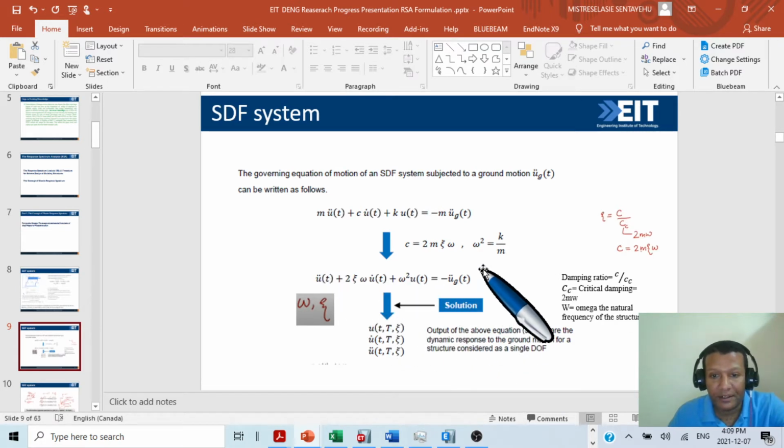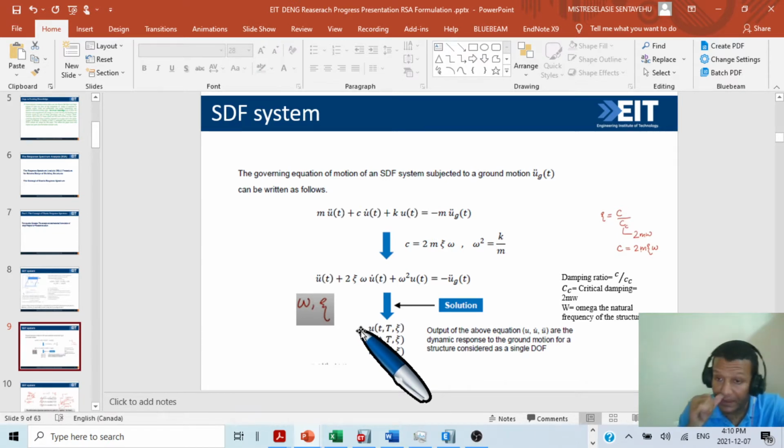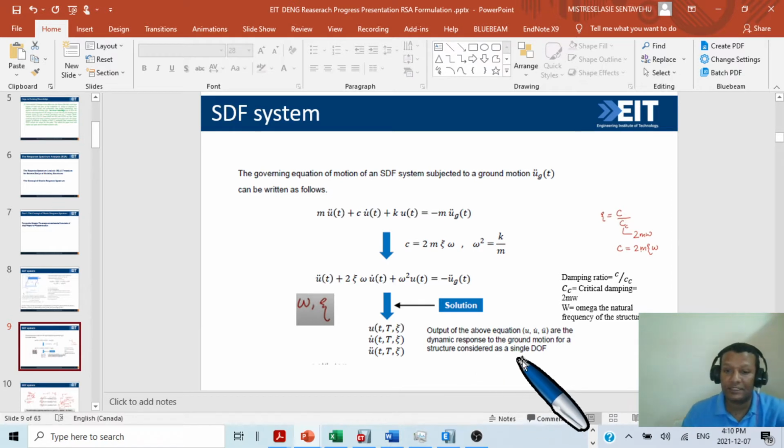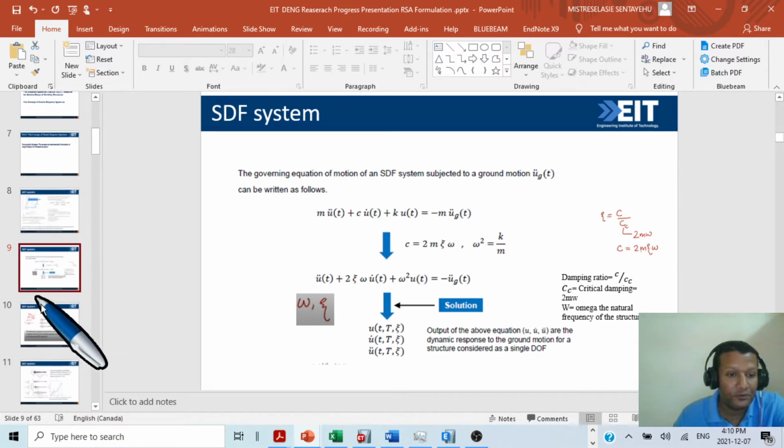So this will be our final equation. From this equation we can solve our equation of motion for displacement, velocity and acceleration. So the output of the above equation, displacement, velocity and acceleration, are the dynamic response to the ground motion for the structure considered as a single degree of freedom system. Let's continue.